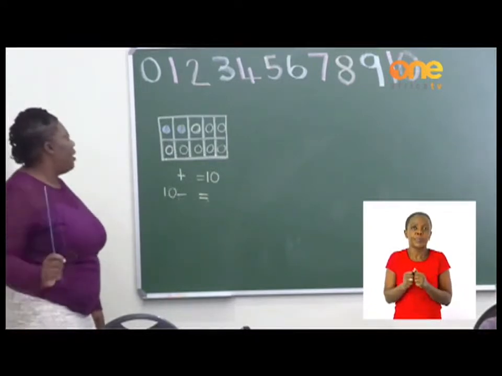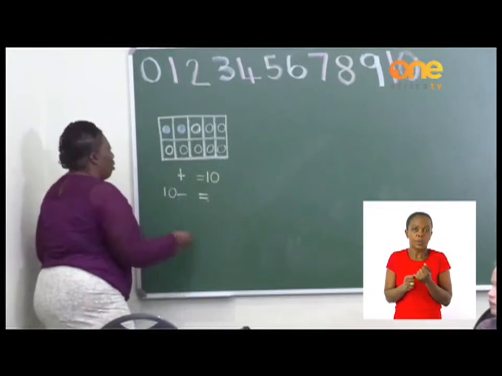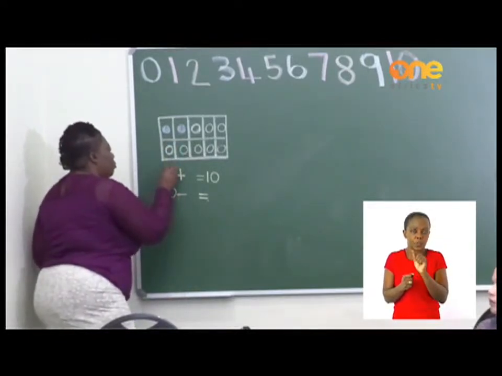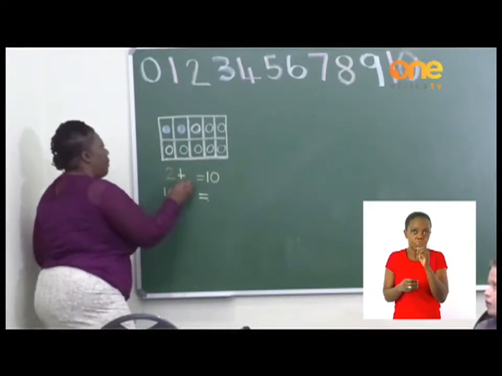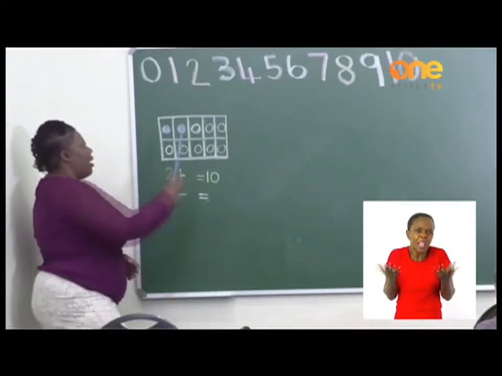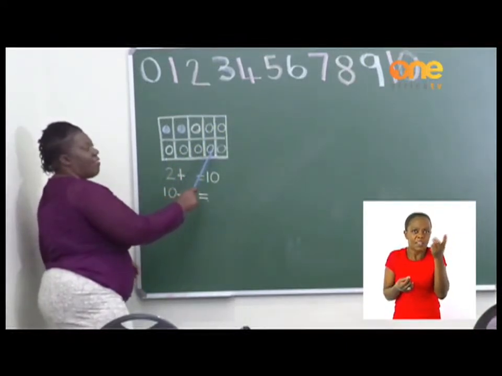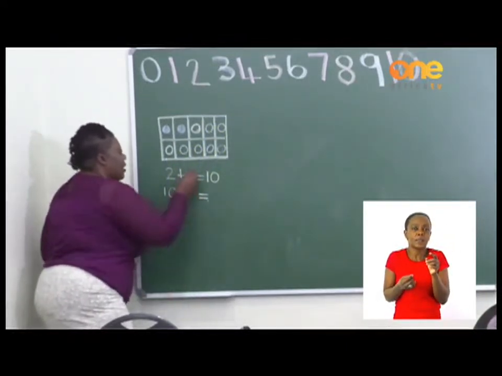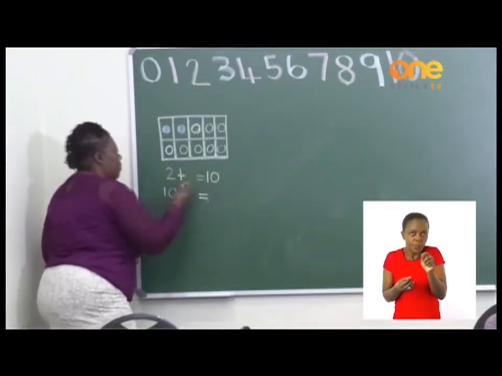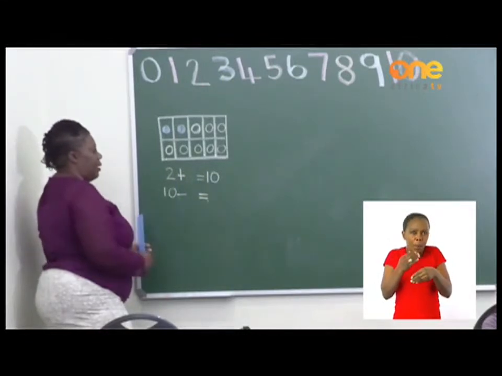I have 2 blue balls. So I'm going to write 2 on the chalkboard. 2 blue balls plus this number that we have not been given. Let's count together. 1, 2, 3, 4, 5, 6, 7, 8. So our answer is 8. 2 plus 8 is equal to 10.